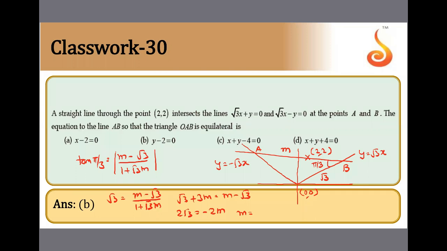So root 3 will come to root 3, and this will give you minus 2m, so m is equal to minus root 3. What is the other value? If I take the other sign, minus root 3 minus 3m is equal to m minus root 3. From this we get m equal to 0.